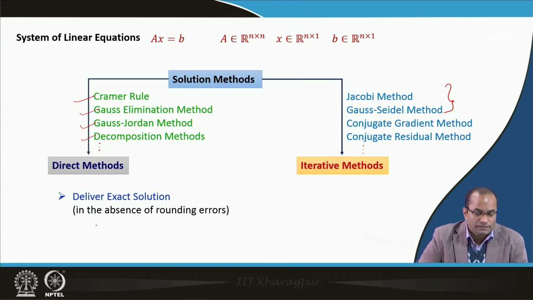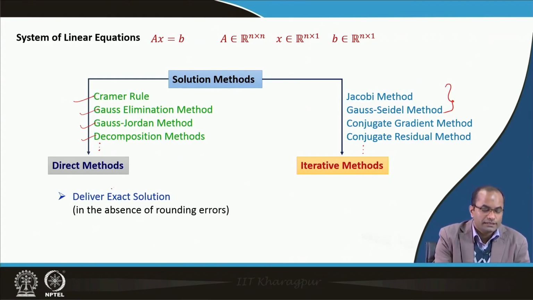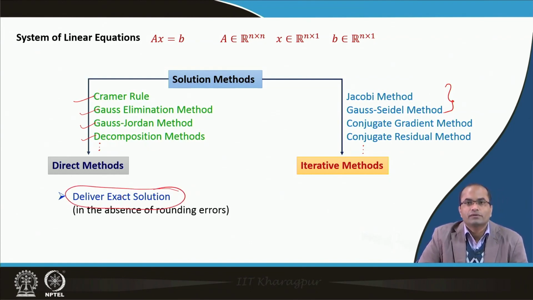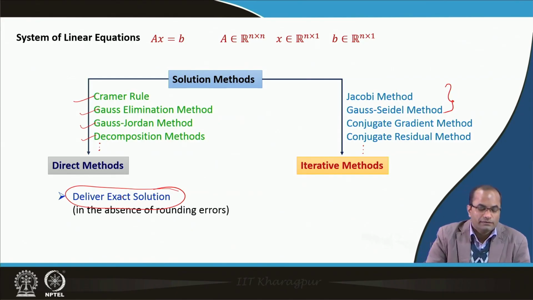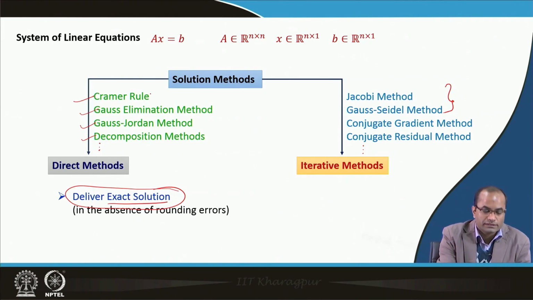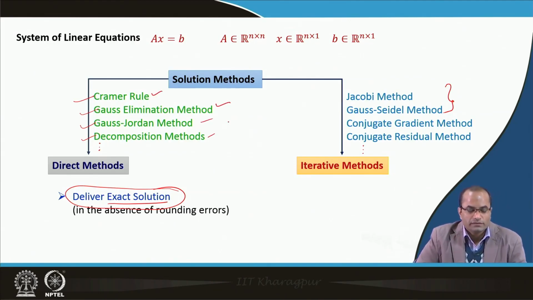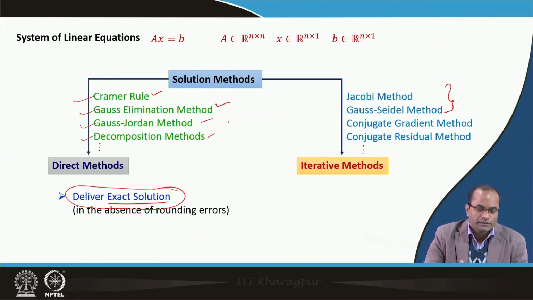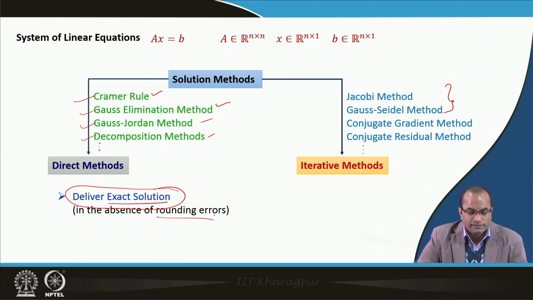What are the characteristics of these direct methods? They deliver exact solutions. That is the beauty here. In the absence of rounding error, they deliver the exact solution of the given system, whether it is Cramer's rule or Gauss elimination, Gauss-Jordan, and many decomposition methods. So, they deliver the exact solution, but there might be approximation due to rounding errors, etc.